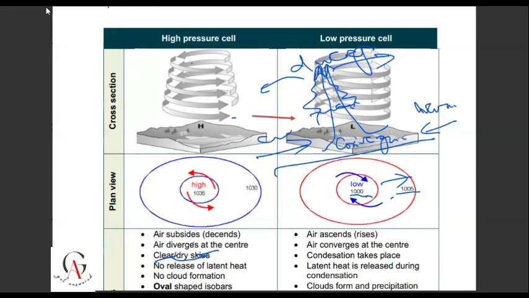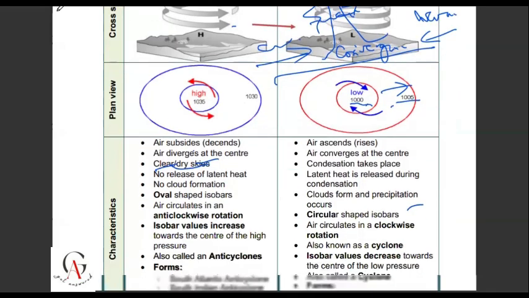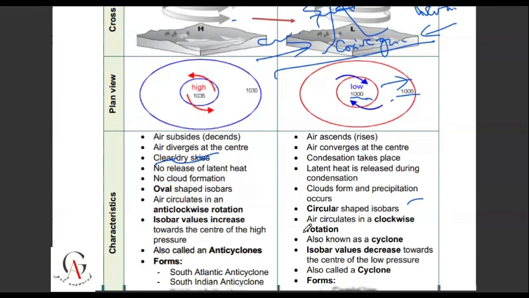The air is going upwards into the upper atmosphere, is going to reach the dew point level, is going to condense, and is going to form clouds that will bring precipitation. That is basically with a low pressure cell. And then latent heat is released during condensation. We have the release of latent heat as the condensation takes place, and also clouds form and precipitation occurs.